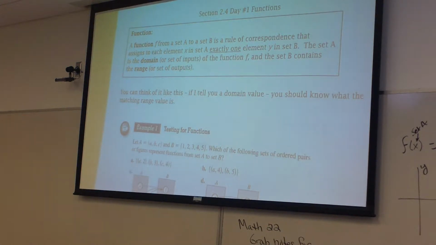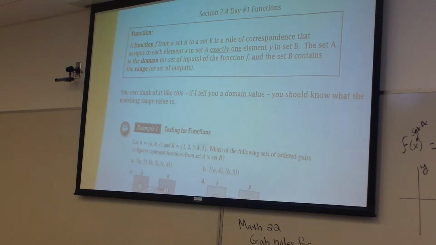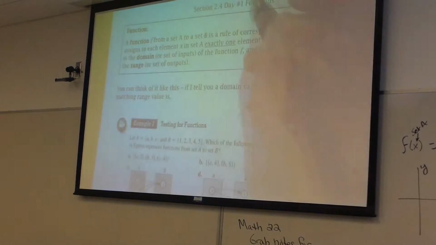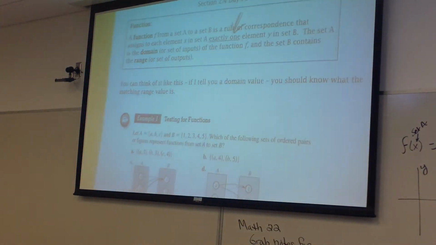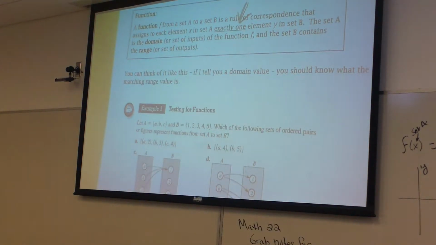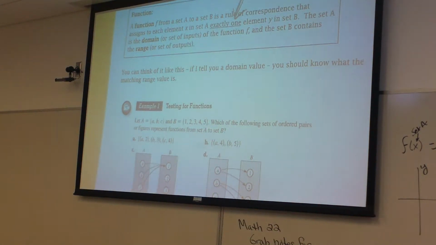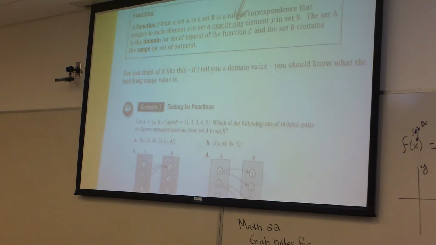For a function, when I give you an x value, you have to know what the y value is, there can't be any question. So we're gonna start doing things like this that we didn't do in Math 21. Squaring the y makes it not a function. That's what this exactly one means when I say exactly one element. So we're going to have to decide when we look at something, is it a function or is it not? Well, it all depends on, if I tell you a domain value, do you know what the range value is?